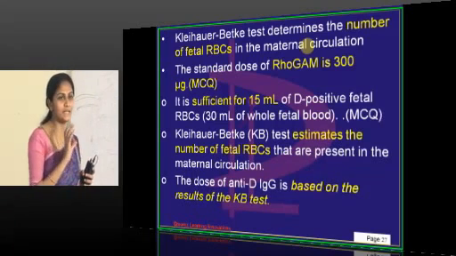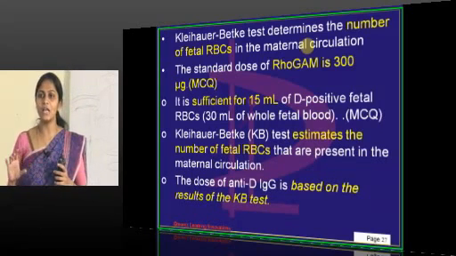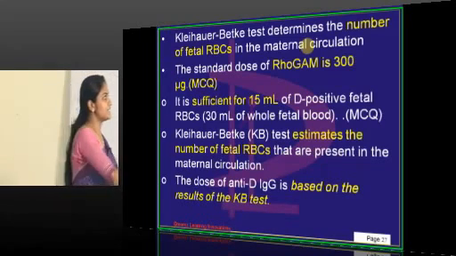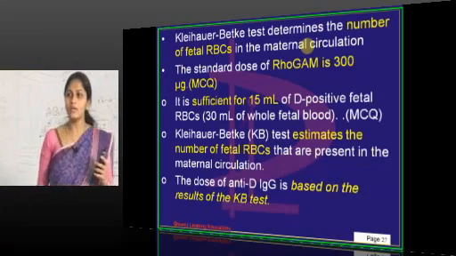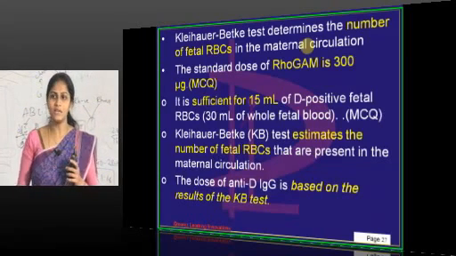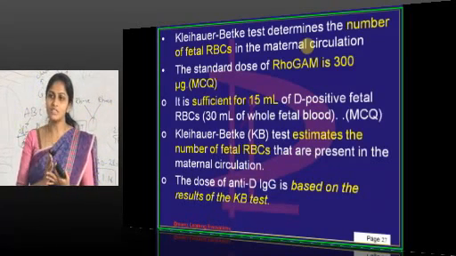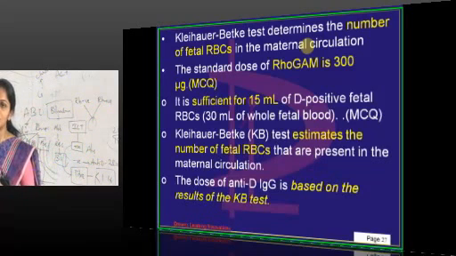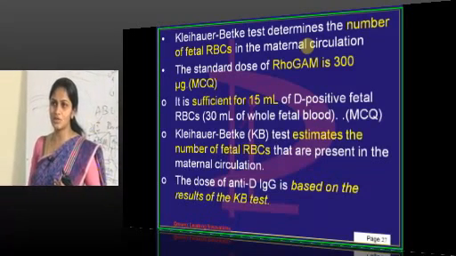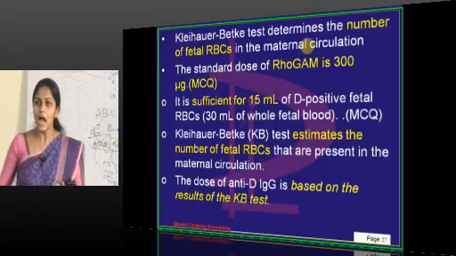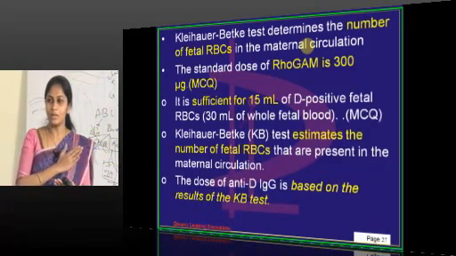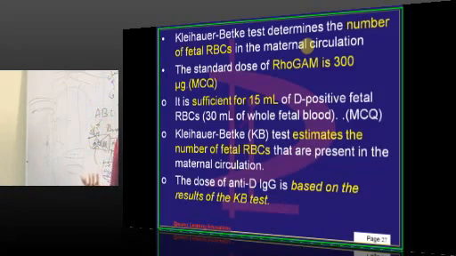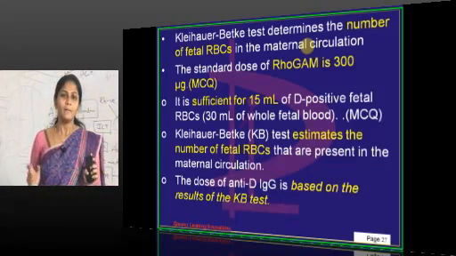So what is this Kleihauer-Betke test? It is nothing but an acid elution test. I will take a blood sample from the mother. Now it contains both maternal RBC and fetal RBC. Now how to differentiate maternal RBC and fetal RBC? I will put some acid, citric acid phosphate buffer. I will take a smear, put that buffer on it, then examine it under the microscope. So if it is a fetal RBC, it will remain, it is resistant.